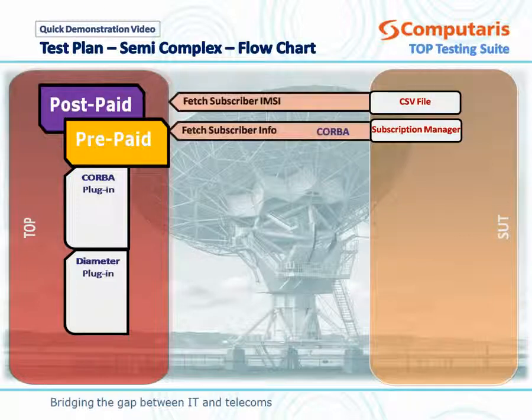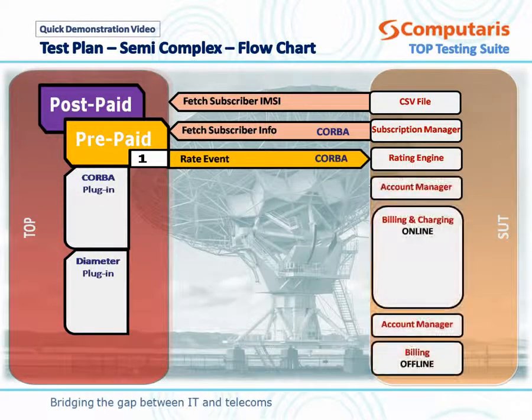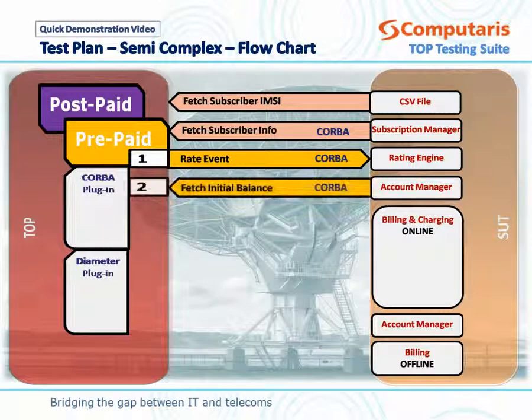First, the subscriber's IMSI number is fetched from the CSV file. Based on the received number, subscriber information is fetched from the subscription manager. For a prepaid subscriber, a rate event is issued to the rating engine to fetch the subscriber's initial balance from the account manager.